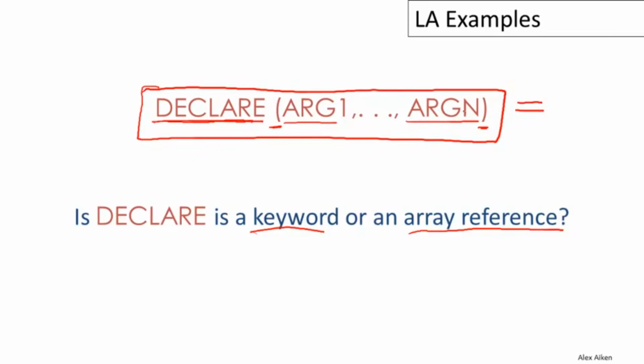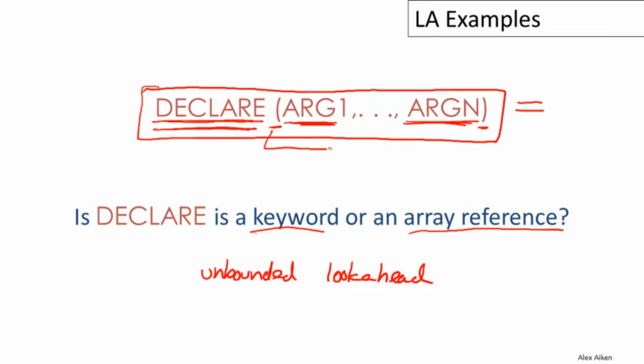And the interesting thing about this example is that because the number of arguments in here is unbounded, there could be n of them for any n, this requires unbounded look-ahead. Okay, so to implement this properly, as you're scanning left to right, to decide whether declare, again, is a keyword or an array reference, we would have to scan beyond this entire argument list to see what came next.